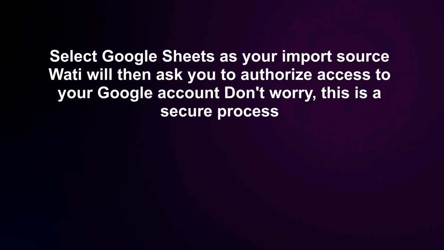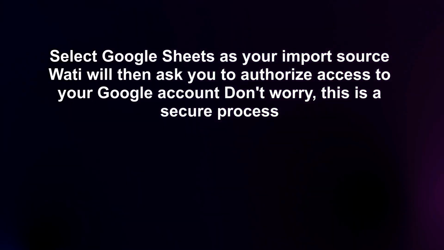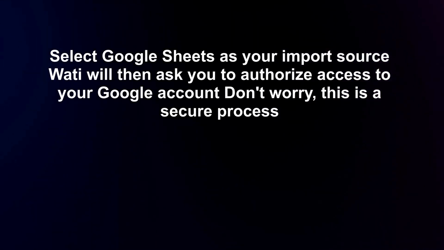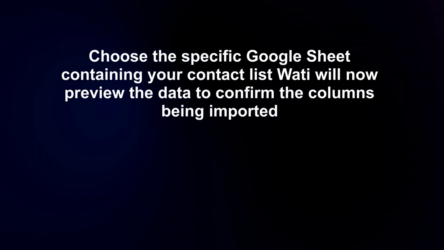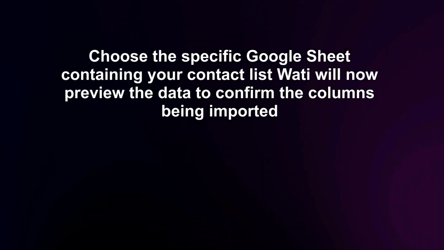Wati will then ask you to authorize access to your Google account. Don't worry, this is a secure process. Choose the specific Google Sheet containing your contact list. Wati will now preview the data to confirm the columns being imported.